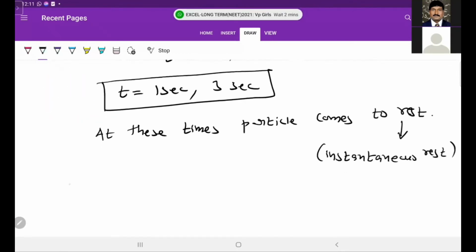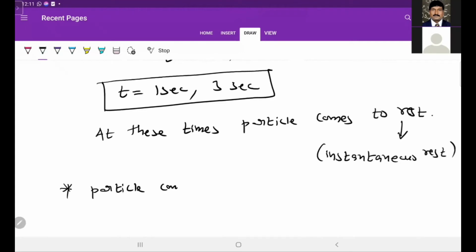So particle comes to rest 2 times in its journey. During its journey, particle comes to rest 2 times.